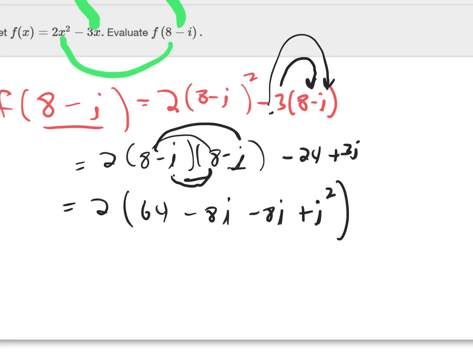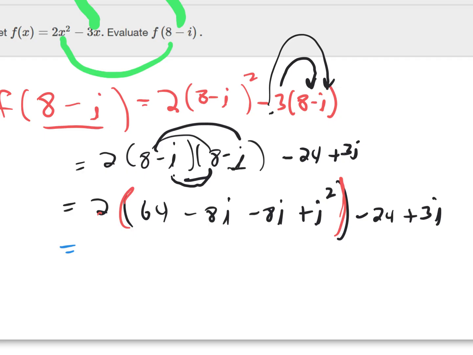Now I bring down my minus 24, bring down my plus 3i, and the reason this is in parentheses is because there's a 2 in front. Now I can distribute it now, or I could simplify the inside now. It's up to you. I think I'm going to distribute right now, then I'm going to simplify.